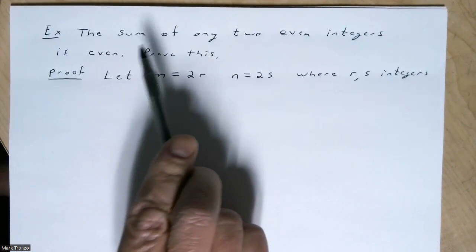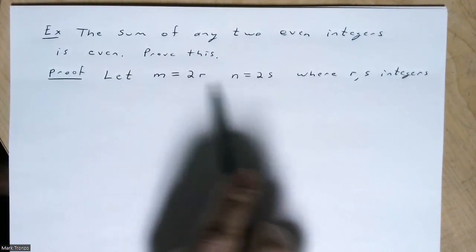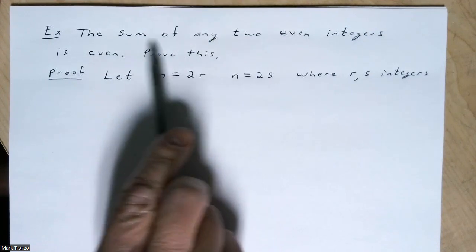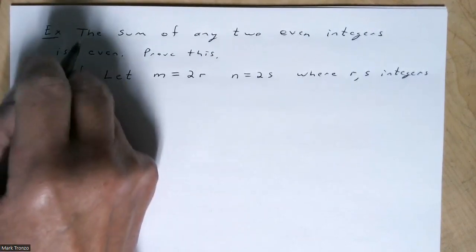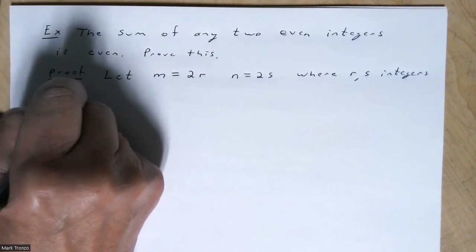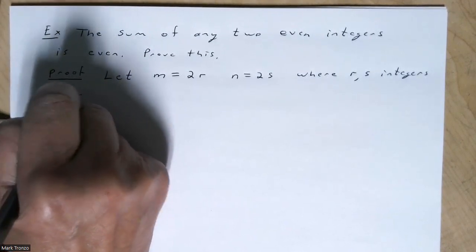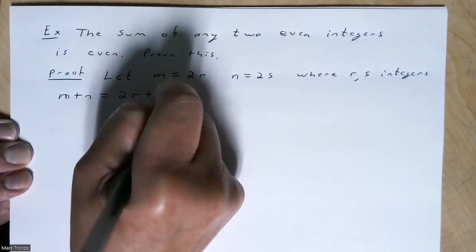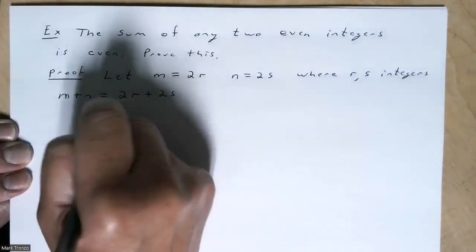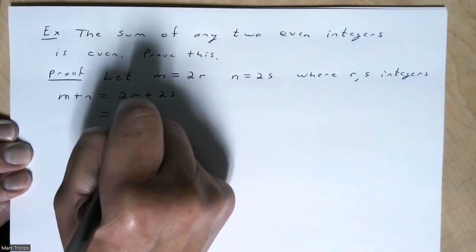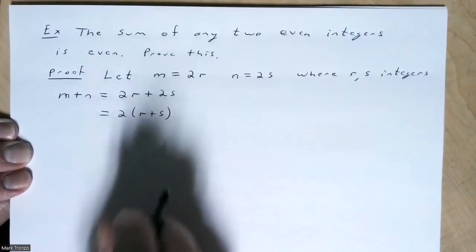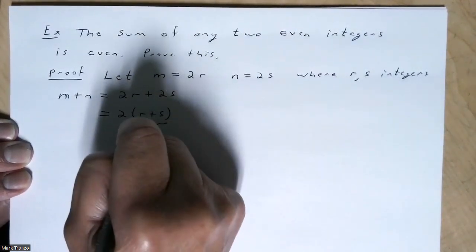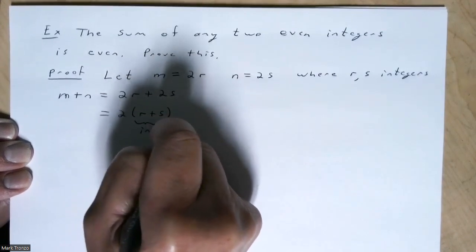And again, we always have to start with whatever we have. You can always say let. And then we have to prove that the sum of these is even. So let's add them together. m plus n equals 2r plus 2s. And we can factor that: 2 times r plus s. Once again, since these are integers, the sum is going to be an integer. So this is an integer.